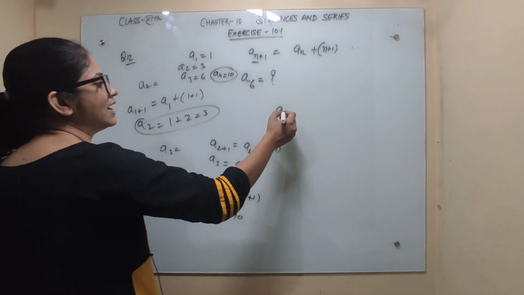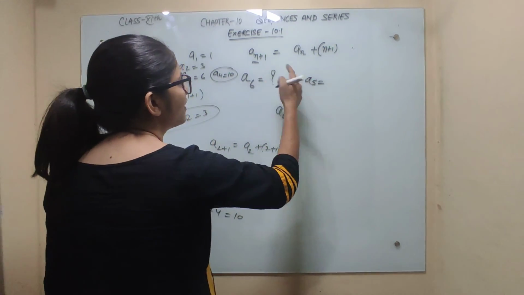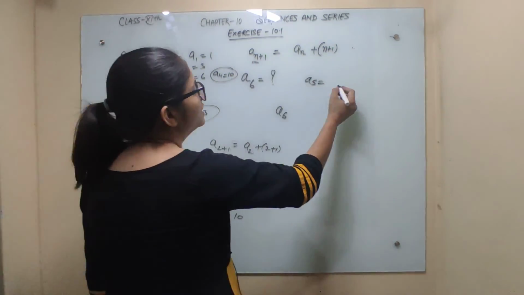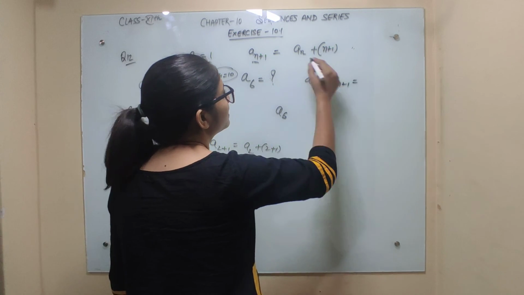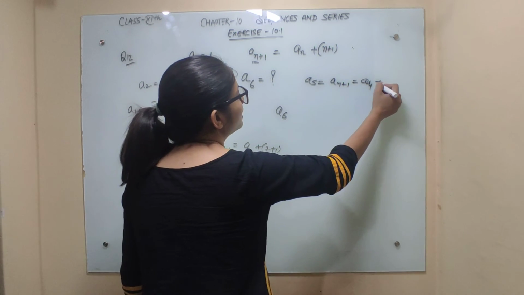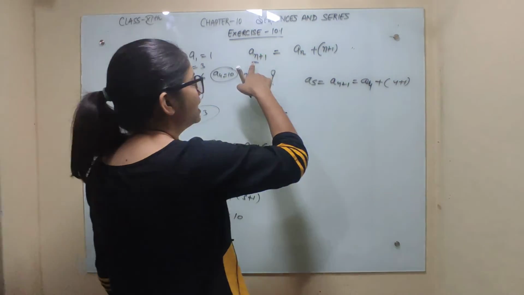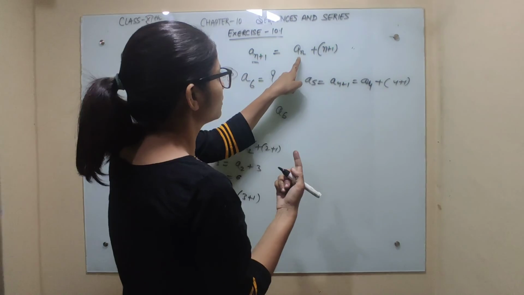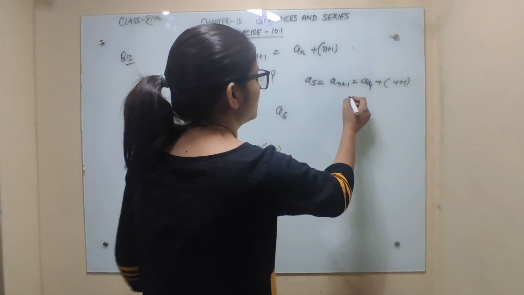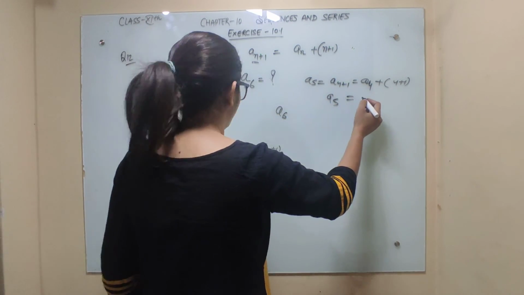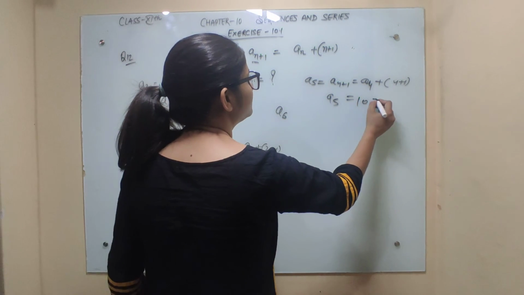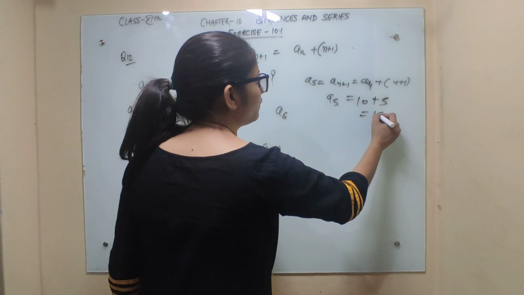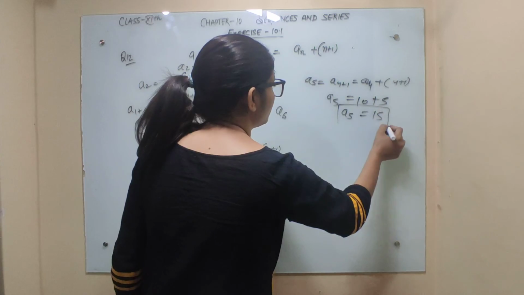Same A5 you can write. A5, how will you write? I have to substitute here 4. So A4 plus 4 plus 1. A5 I want, so here I have to substitute n as 4. So A4 plus 4 plus 1. A4 is 10 plus 4 plus 1, that is 5. So 15. So you get A5 is equal to 15.